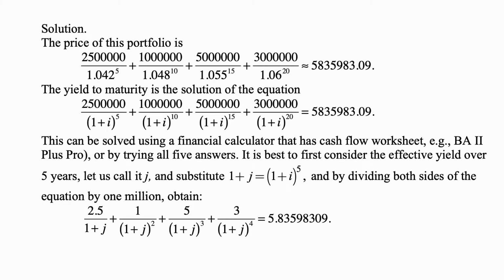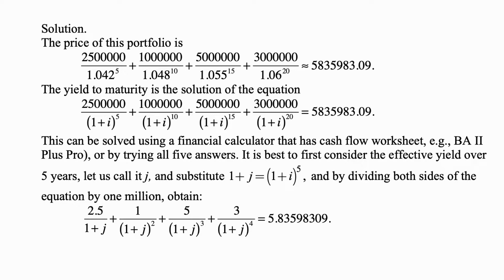Well, the price of the portfolio is simply the present value of the cash flows, and each cash flow has its own interest rate, which is the spot rate for that cash flow. And we just discount each one of them at the corresponding spot rate and then add them up. And that's 5,835,983.09. And the yield to maturity is the solution of this equation, where we now discount all the cash flows at one interest rate instead of different ones for different maturities, and we get that price.